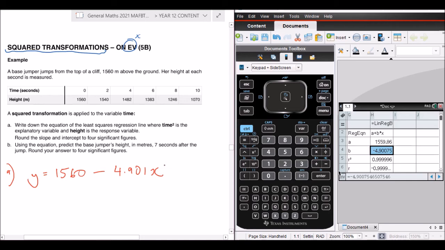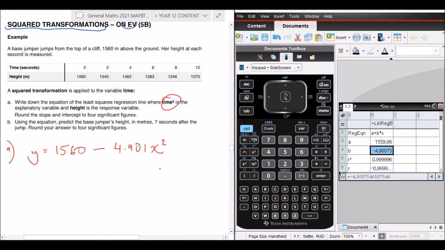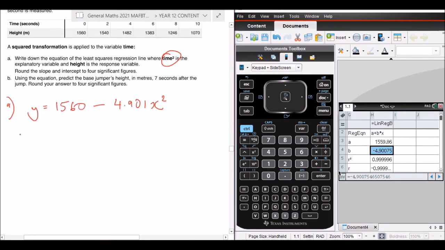Or actually x squared, because remember, time is going to be squared. So I've squared my x variable. All right, so there's my formula. Now, part B asks me to make a prediction on the person's height if their time was 7 seconds. So we're going to change x to 7 in my formula. So in my calculator, we're going to do this.